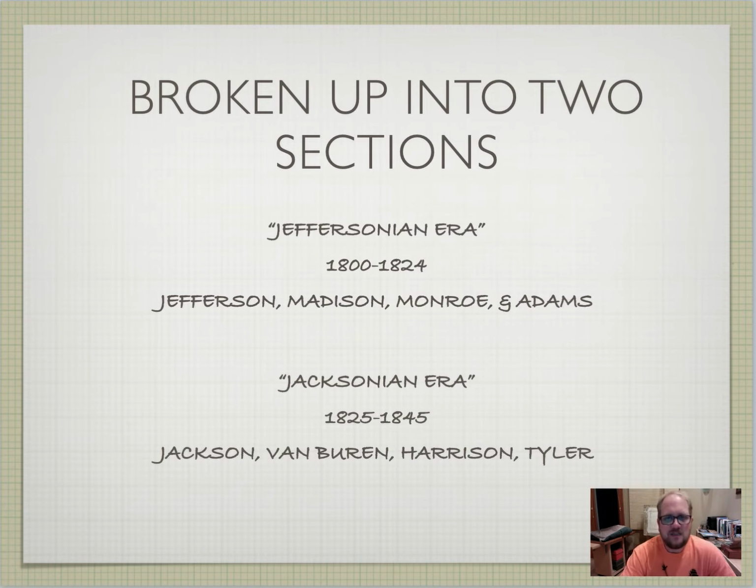Typically, the AP test likes to break this section up into just two sections. Even though it's period 4 altogether, we see the Jeffersonian era being the first part under Jefferson, Madison, Monroe, and Adams, and the Jacksonian era with Jackson, Van Buren, Harrison, and Tyler, and you can even push Polk into the very end of that era.